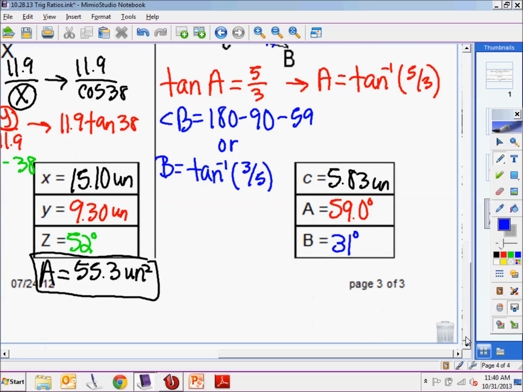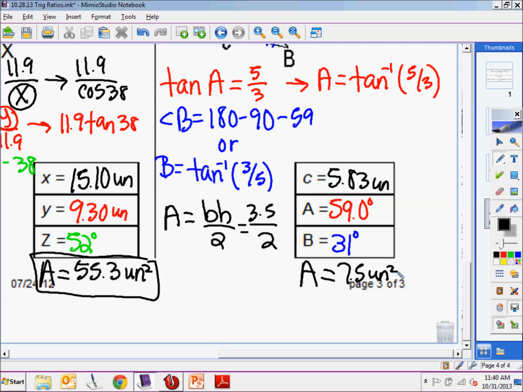All right, simple one though, just to make sure you're on your toes. What's the area? Area equals what? What's the base and height of this? 3 and 5. So what's my area? 3.75 units squared.